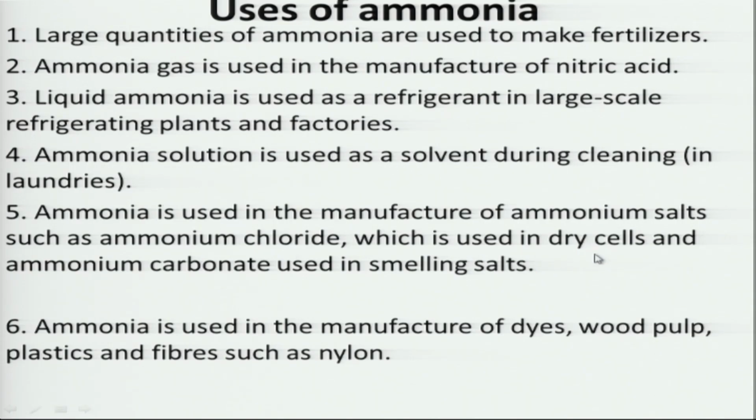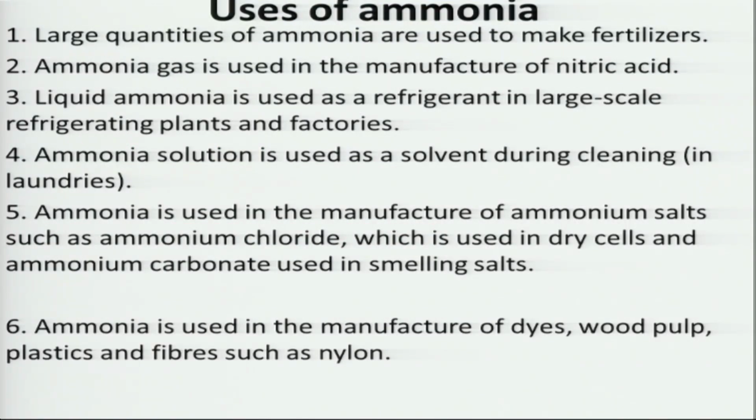Ammonia is also used in the manufacture of ammonium salts, such as ammonium chloride, which is used in dry cells, and ammonium carbonate used in smelling salts. All right? Ammonia can also be used in the manufacture of dyes, wood pulp, plastics, and fibers, such as nylon. All right?